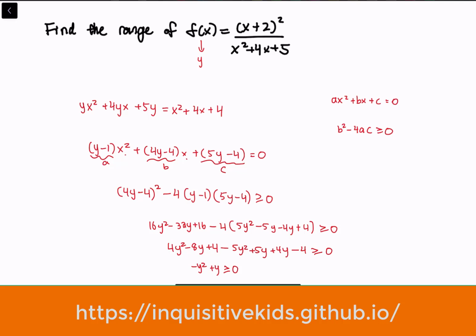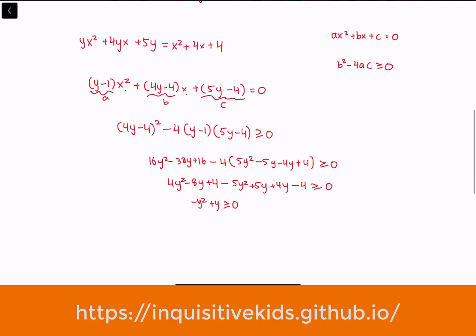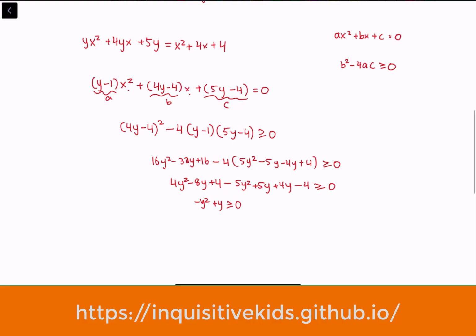We're left with negative y squared plus y must be greater or equal to 0. We can divide both sides by a negative 1 if we want. From this, we can factor to get y times y minus 1 must be less or equal to 0. So first, what values of y makes it 0? If y itself is equal to 0, this inequality holds true. And if y is equal to 1, this inequality also holds true.